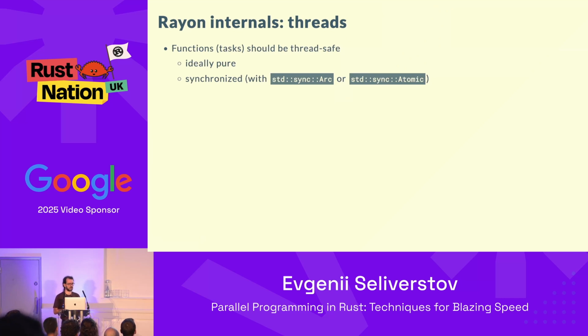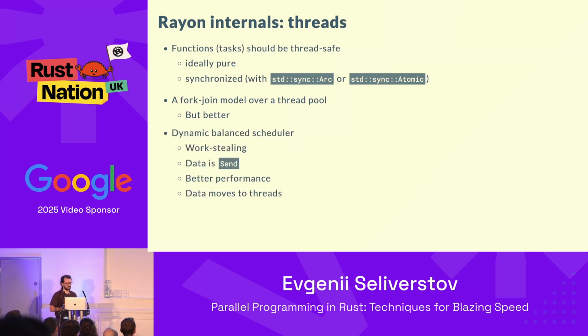Otherwise, we need to have synchronized access with Arcs or mutexes or atomics. And it's not a typical fork-join model we can see in the book. It's a little better. Yeah, it's a dynamic balanced scheduler. So it's a work stealing scheduler.